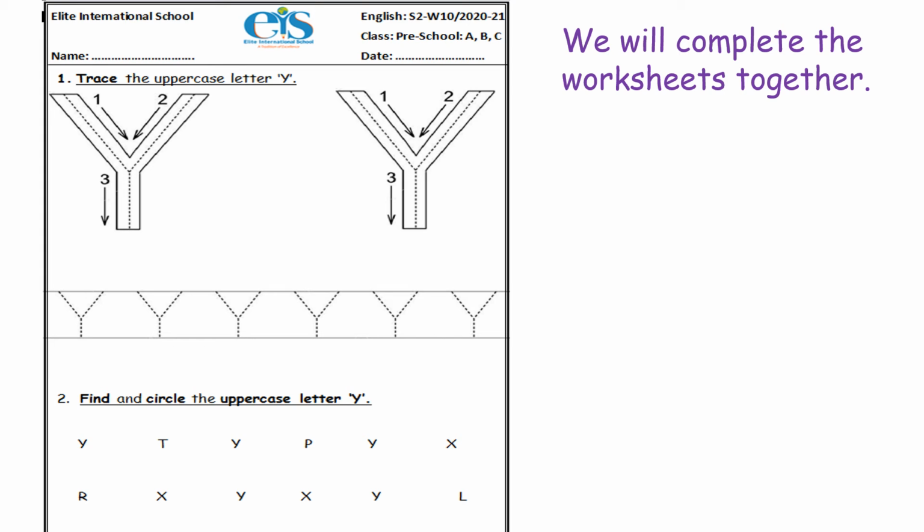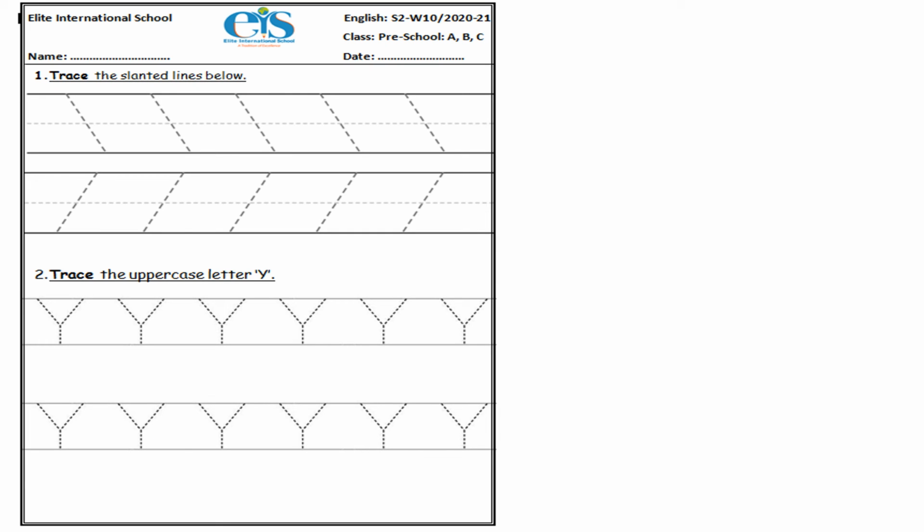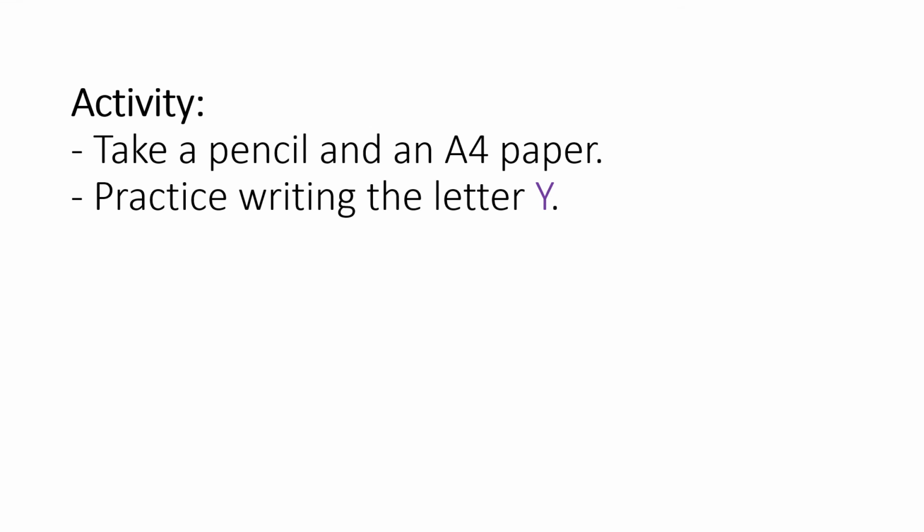We will complete the worksheets together. In number one, you have to trace the uppercase letter Y. And in number two, find and circle the uppercase letter Y. You circle the letter Ys you find. Worksheet two, you trace the slanted lines below and then you trace the uppercase letter Y. I want you to do it very nice on the dotted lines and very neat. Take a pencil and an A4 paper and practice writing the letter Y at home, okay?